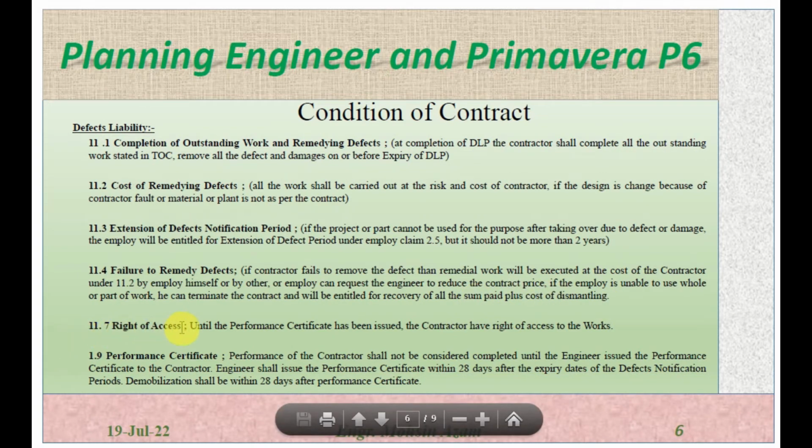11.7, right of access. Until the performance certificate has been issued, the contractor has the right of access to the work. So once the performance certificate has been issued, after this the contractor cannot access the site.